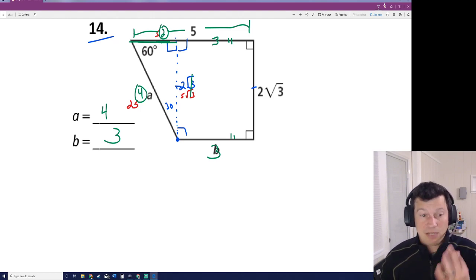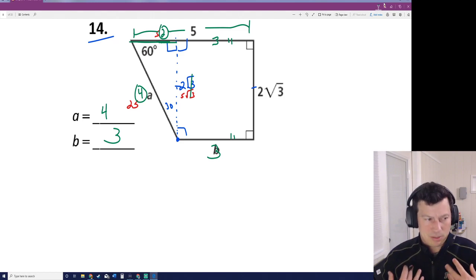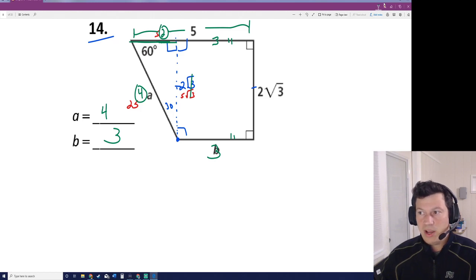If you see a 60-degree angle, you're thinking, I have to make a 30, 60, 90 special right triangle. I should make one. Hopefully it's kind of instinctual.